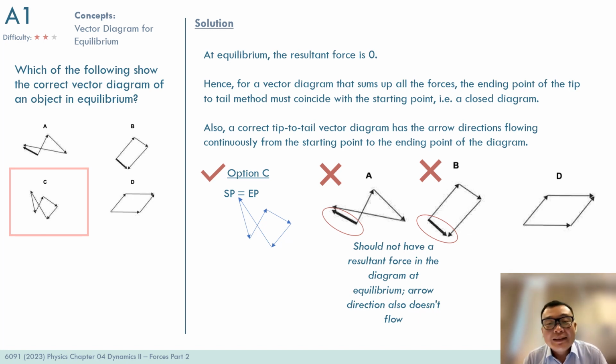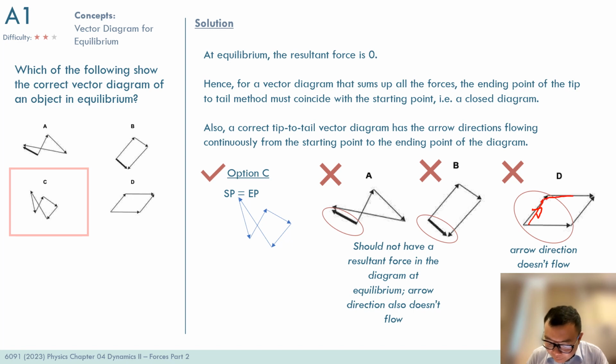For option D, that is not the tip to tail method. The arrow direction doesn't flow. You could have been going up in this direction, and you can continue adding the second vector. But when it comes to a third vector, this is the error already. If indeed that is the third vector to add, we should have continued on the direction in this way. Okay, so that's the reason why option A, B, and D are wrong options.